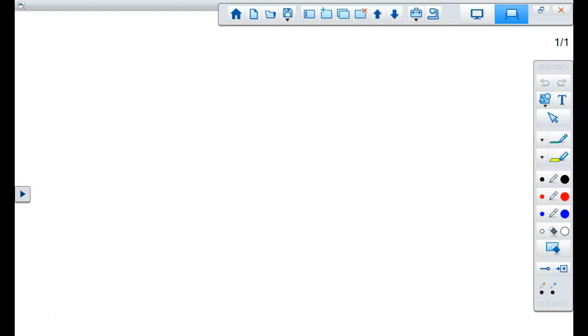Today and tomorrow, you are going to be working on solving multi-step equations. We started out with one step, then two, then three, then four, and now we're up to the point where we're ready to kind of finish this off by solving multi-step equations.